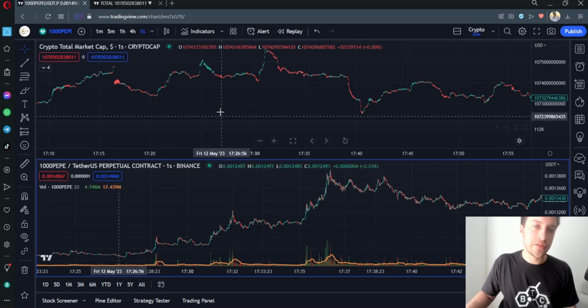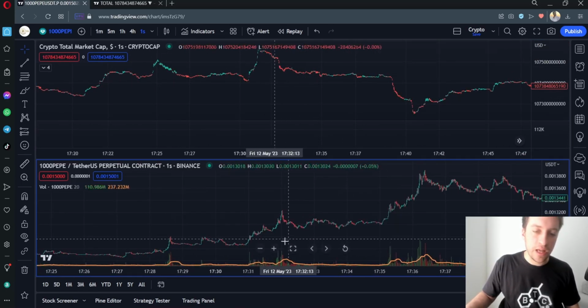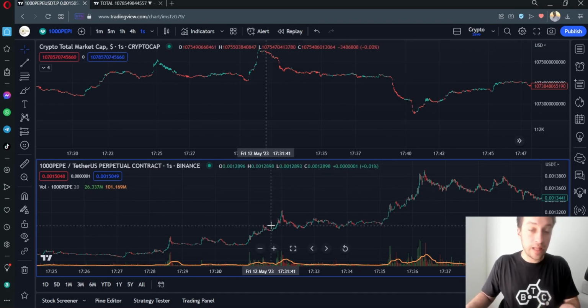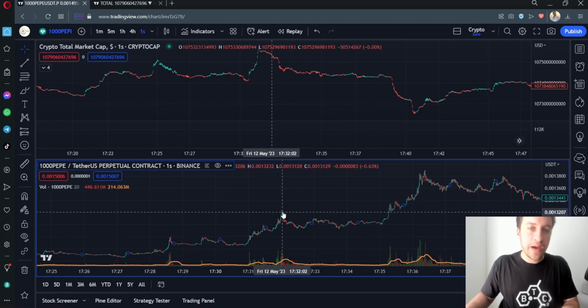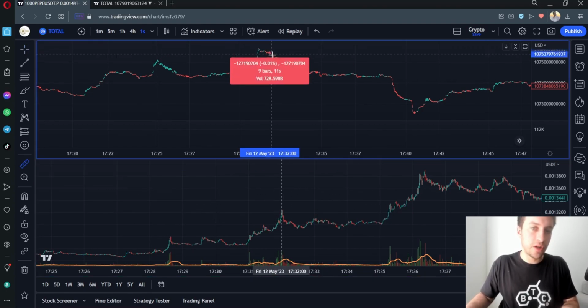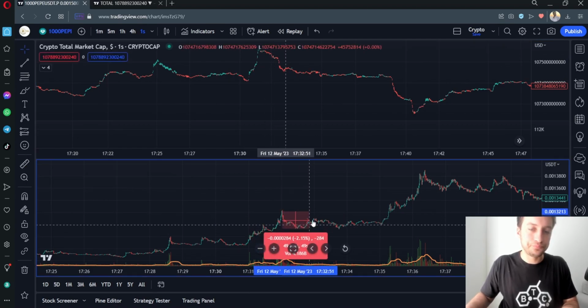is something like this. Do you guys see exactly what had happened here? Pepe spiked right here on heavy volume. Buying, a lot of buying here. Pepe spiked up like 2%. After Pepe spiked up like 2%, the market cap was actually falling. Because the market cap was falling, Pepe just went right back down.